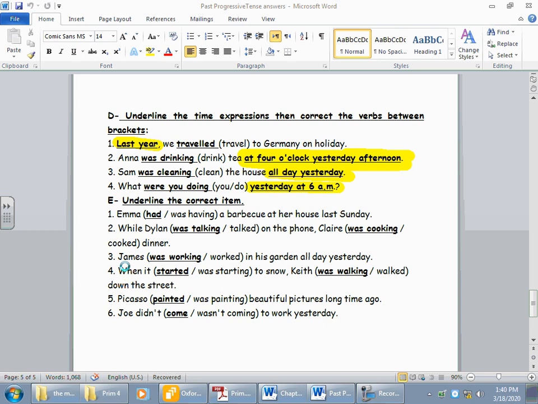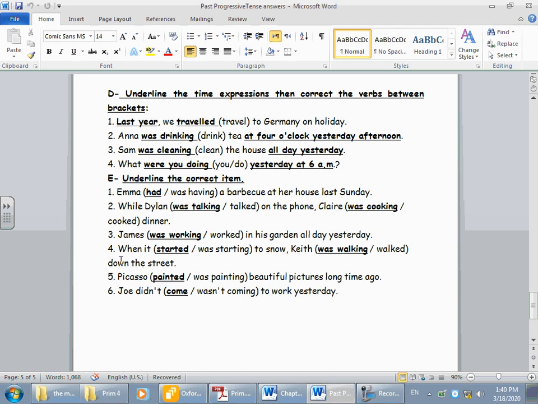Number 3, James was working or worked in his garden all day yesterday. Here, guys, we have the key word all day yesterday as past progressive, so it should be was working. Number 4, when they started or was starting to snow, Keith was walked down the street. Okay, guys, here after when comes the past simple. When it started to snow, second verb past progressive, Keith was walking.